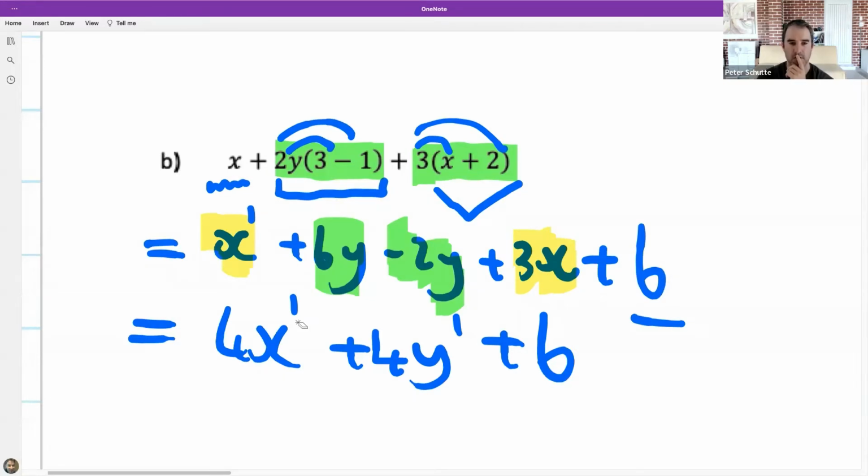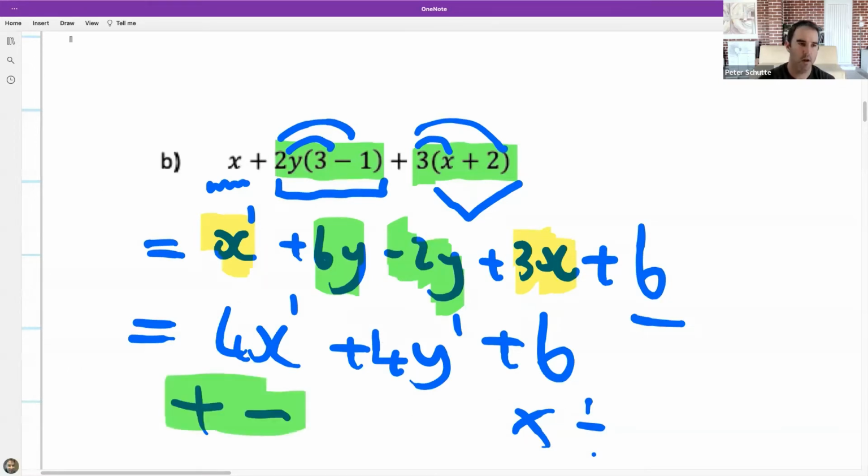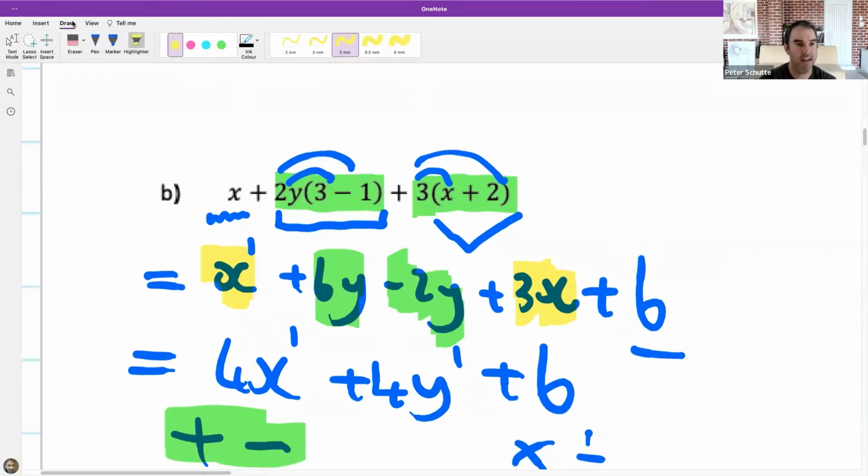So when we add or subtract terms, we do not touch the exponent. It's like saying one apple plus three apples, it will be four apples. It won't be four apples squared. So when we add or subtract, we do not touch the exponents. Yeah. So thanks for that.